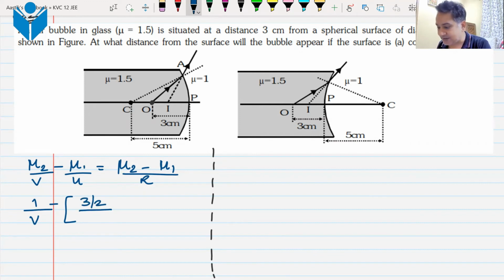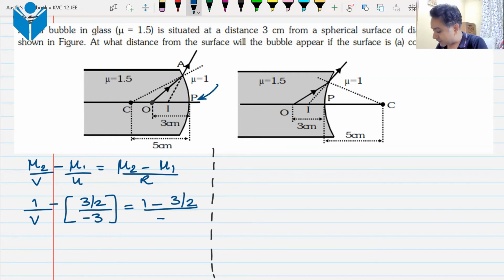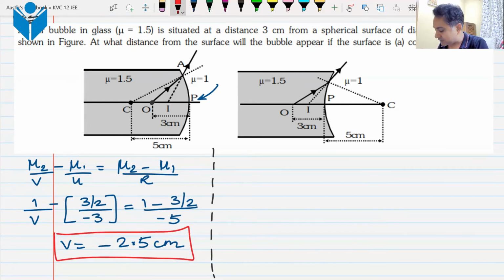How much is that, my dear friends? It is minus 3. Yes or no? Yes, sir. That will be equal to 1 minus 3 by 2 divided by the radius of curvature. What is the radius of curvature of this surface? Minus 5. You put the values and you will end up with the answer, and the answer that I have is minus 2.5 centimeters. And that is the answer I think is the correct one.